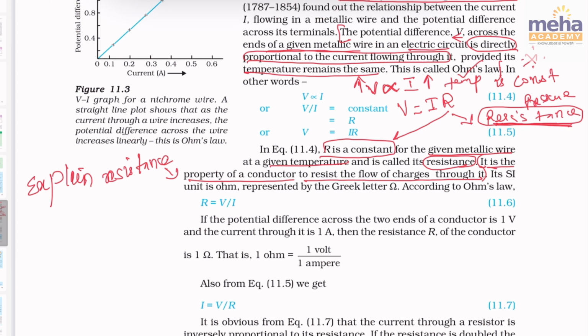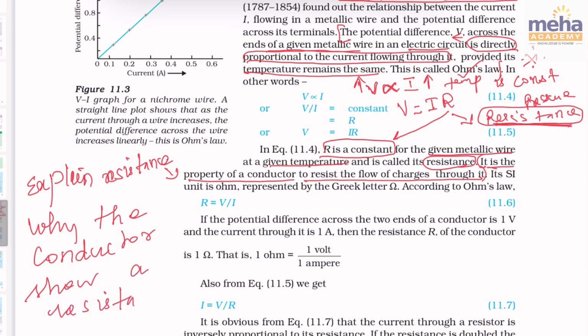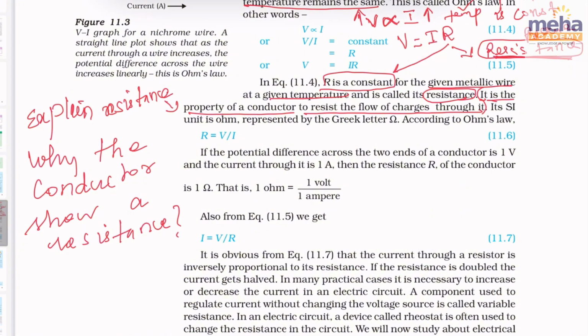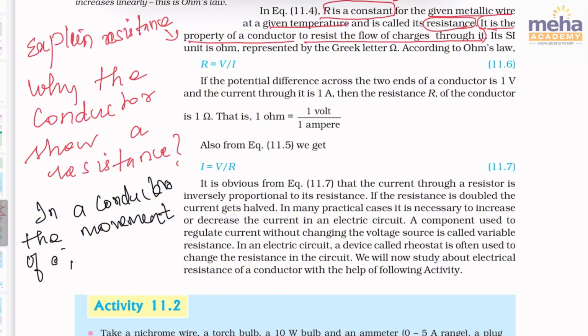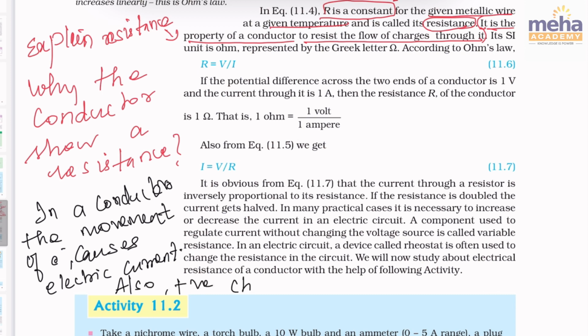If that is the case, the next question arises, why does the conductor show a resistance? Because its property itself is to allow the current to flow through it. So why does the conductor show a resistance? This is because, we know in a conductor the movement of electrons causes electric current. Also, we know that inside the conductor there are positive charges. The negative charges will move and the current is flowing. What about the positive charges present inside the conductor?